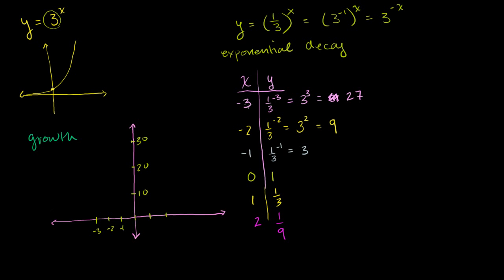So when x was negative 3, y was 27. It's right about there. When x was negative 2, y was 9, which is right about there. When x is negative 1, y is 3, right about there. When x is 0, y is 1. When x is 1, y is 1/3. And so we decline like this. Let me draw it a little bit neater than that. The decay functions are harder for me to draw. Well, let me do it one more. Maybe I'll draw it this way, in reverse order.